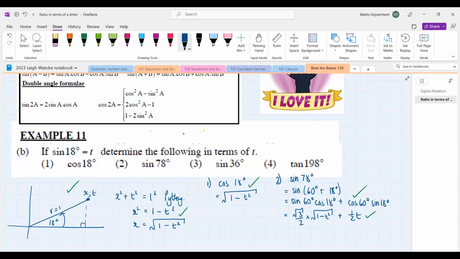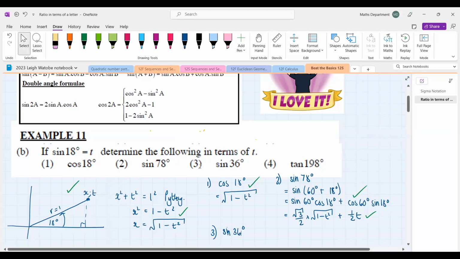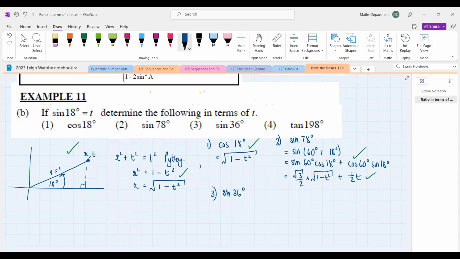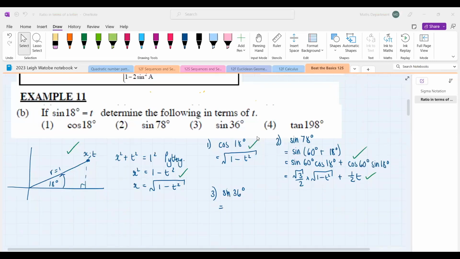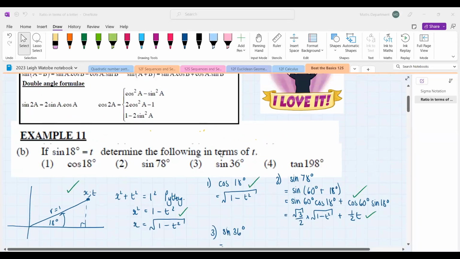Okay, let's go back and do number 3 now. Here we have got the sine of 36. Okay, sine of 36. What would we do here? What do you think, Matrix? What should we do? Double angle. It certainly is, Pinga. So we've got to expand it. Remember, we're going to get a mark for that. So what's the first thing that I should write?